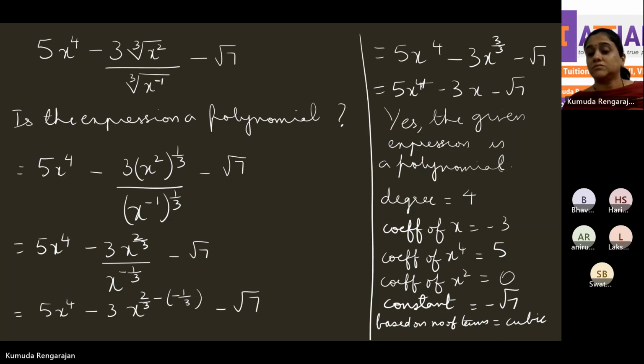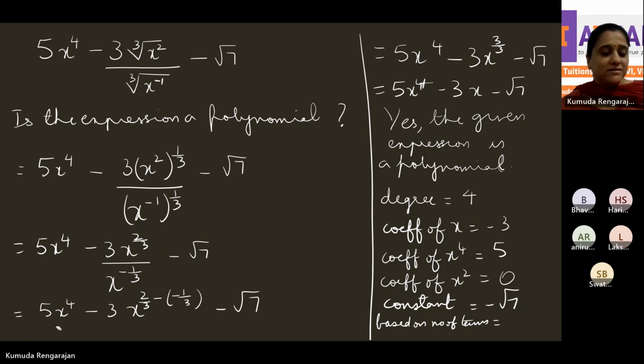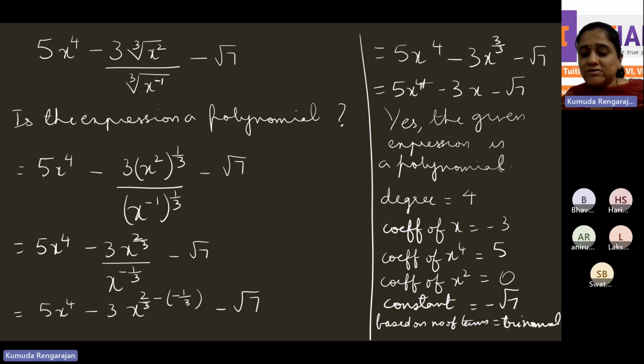Ma'am, isn't it a trinomial? Sorry? Ma'am, isn't it a trinomial based on the number of terms? Oh, sorry. Yes, you're right. It's a trinomial. Based on the number of terms, it's a trinomial, and based on the degree, it's a biquadratic polynomial.